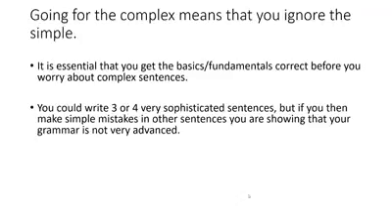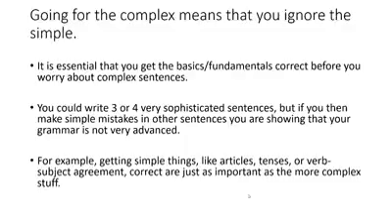No, they're going to look at all of the other sentences and say, okay, he or she made some very basic mistakes in all of these other sentences. It's probably a band 5 or a band 6. For example, getting simple things like articles, tenses, or verb-subject agreement correct are just as important as the more complex stuff. So it is important that we're producing complex sentences, but it's even more important that you're getting the basics right, that you're getting your articles right, your tenses right, your verb-subject agreement right.